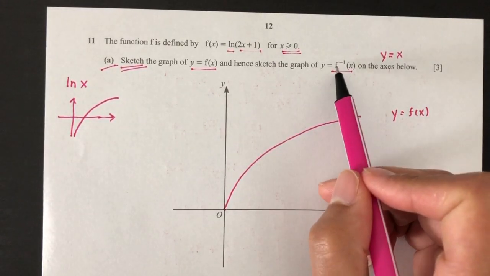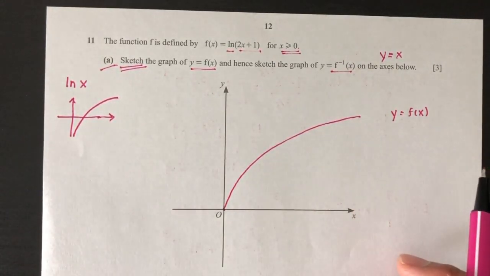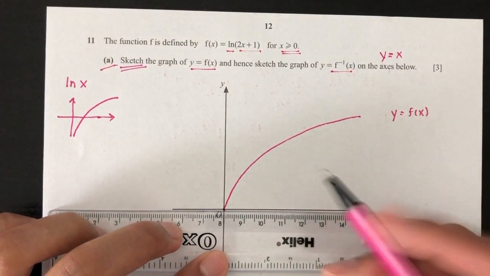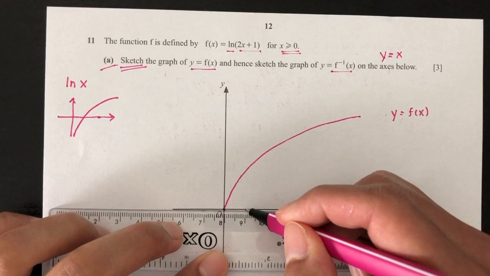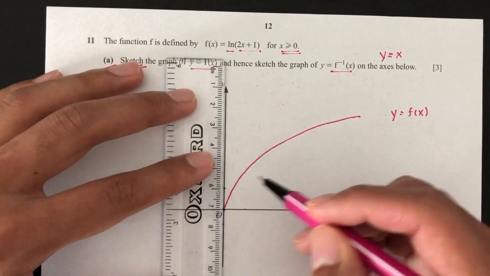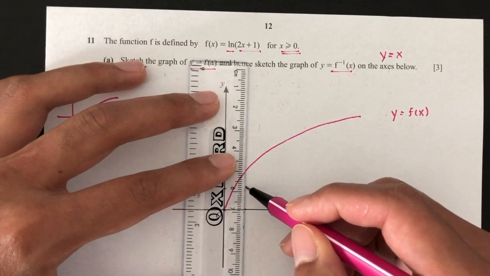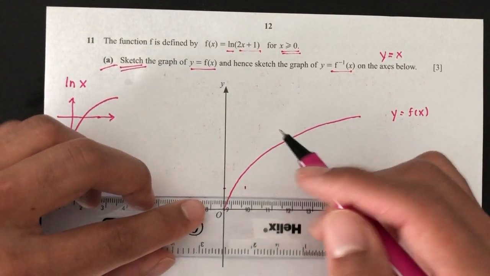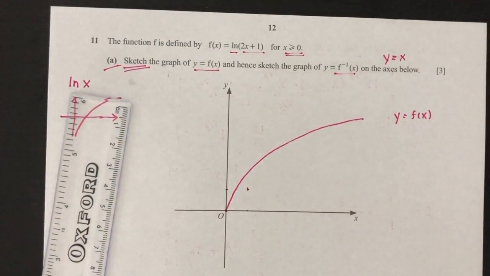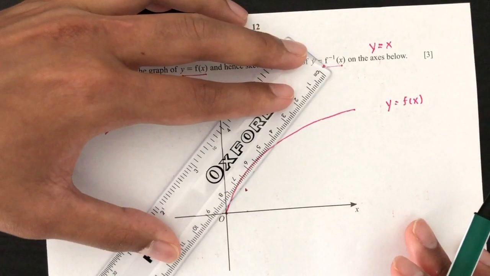Now to draw f inverse of x, what you need to do is to draw a, let's do some markings here so we can have a good line. This is 1, this is 1, and they meet about this point. Yep, so this will be my line of reflection.